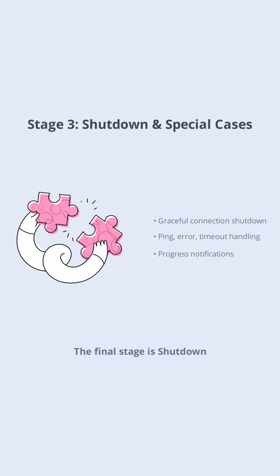Final stage is shutdown, where the connection is closed in a controlled way. For local servers, the client closes the input stream or sends signals if needed. For remote servers, the HTTP connection is simply closed.